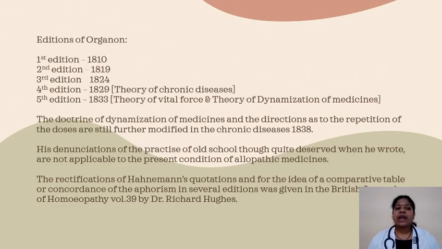Coming to editions of Organon. The first edition was in 1810, second edition in 1819, third edition in 1824, fourth edition in 1829, which included the theory of chronic diseases, fifth edition in 1833, in which the theory of vital force and the theory of dynamization of medicines is incorporated. The doctrine of dynamization of medicines and the directions as to the repetition of the doses are still further modified in the chronic diseases in 1838.